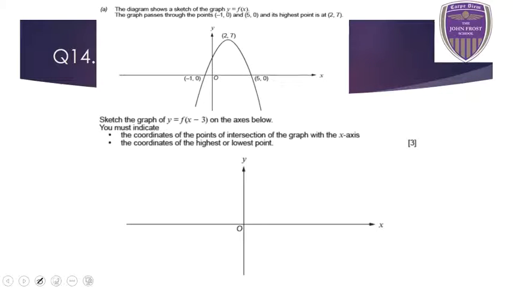Okay, question number 14. The diagram shows a sketch of the graph y equal to f of x. The graph passes through the point minus 1 naught, so that's significant, and then 5 naught, and the maximum point, or the highest point, is 2, 7. Okay, sketch the graph of y equal to f of x minus 3 on the axis below. Now, this type of question, the minus 3 actually means that it's translated to the right. So it's a translation 3 to the right.